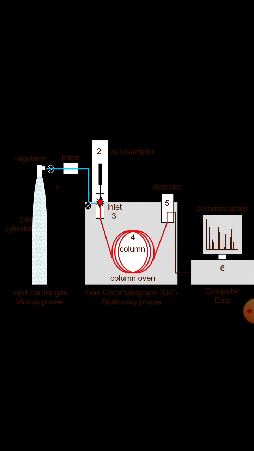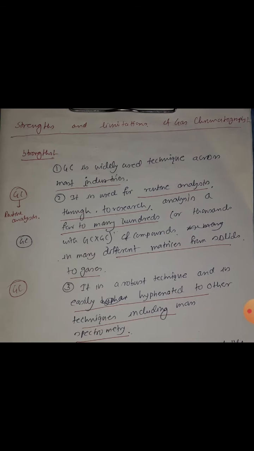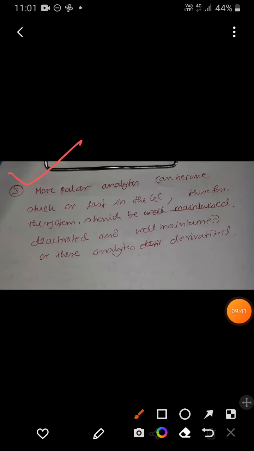You can also remember the advantages: gas chromatography is widely used in various kinds of industries, it is routinely used for research purposes, and it is a robust technique. The limitations are also important: analysis of volatile compounds from hydrogen and helium up to a molecular weight of 1250 U is not easy, and thermolabile compounds should be avoided. More polar analytes may be lost or stuck in the column, stuck in the GC. Therefore in such circumstances the system should be deactivated and well maintained, or these analytes should be derivatized.